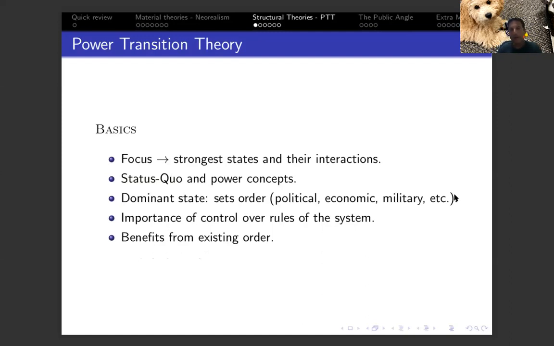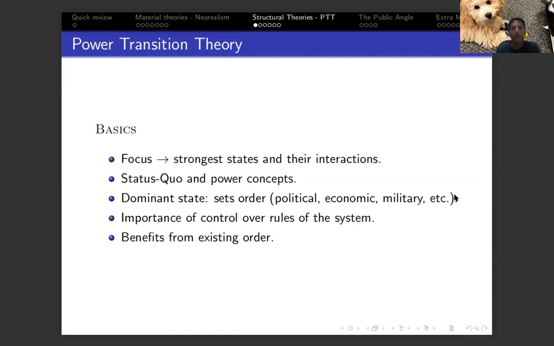It shares several aspects with the realist approach, most notably the importance of power, but it also has other aspects which are important to it. The power transition theory focuses on the strongest states in the system and their interactions. It draws implications from the interactions of those different states to explain why and how war is more likely.